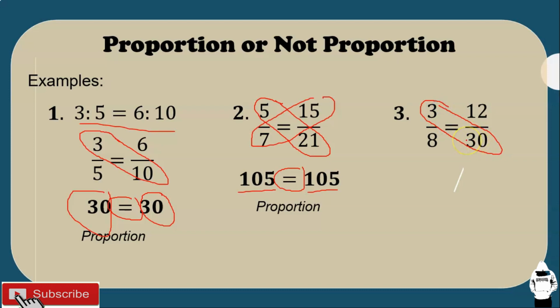So, 30 times 3, that is 90. Okay? And then, 12 times 8, that is 96. And we all know that 90 is not equal to 96. Meaning, this is not a proportion.